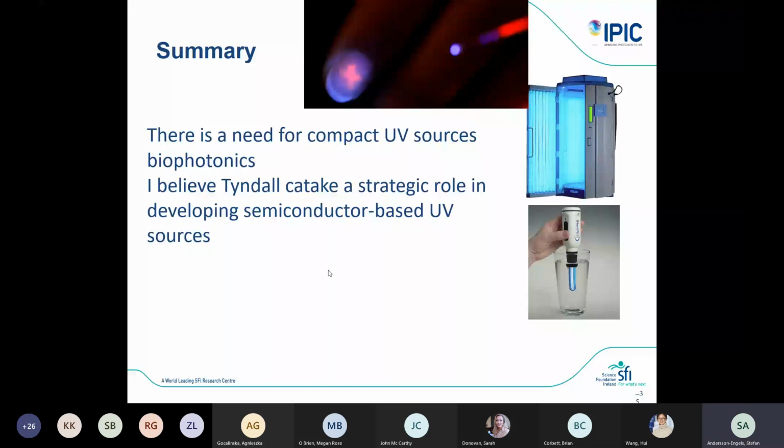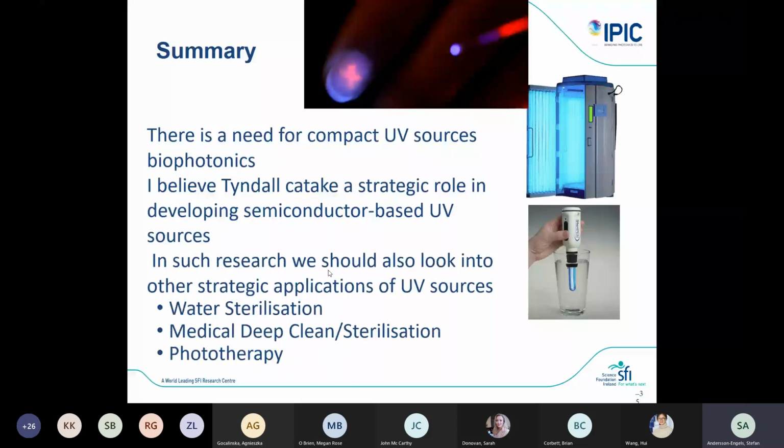I mean, other applications would be water sterilization. There is a lot of sterilization now, especially with COVID. So this is really interesting. And then phototherapy as well. So for those things, again, you would like to use wavelengths typically in the UVC range, between 200 and 280 nanometer. That's where you do the best sterilization and you are not producing ozone.